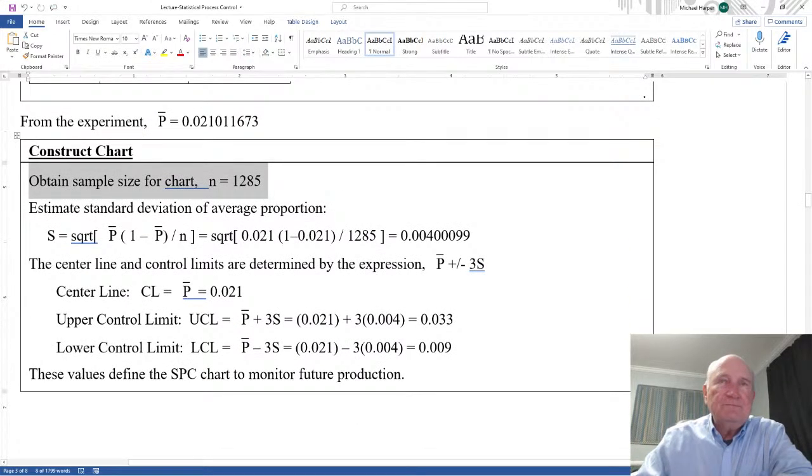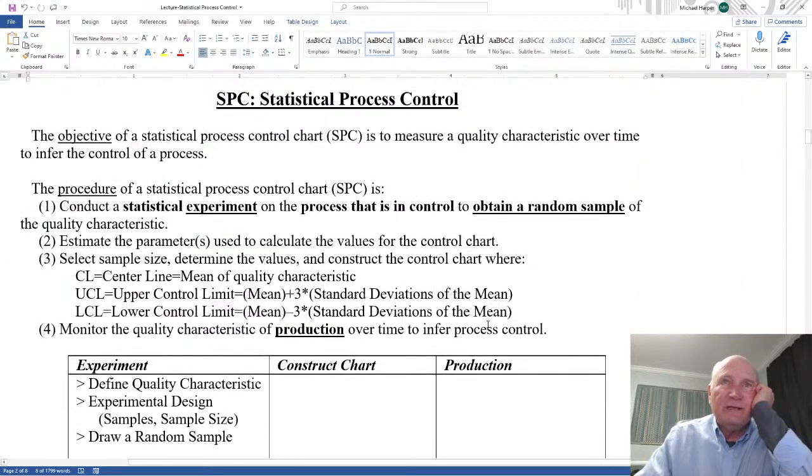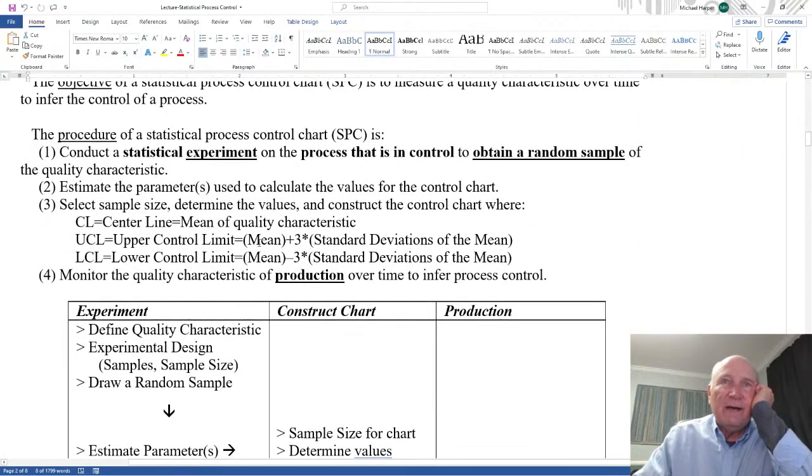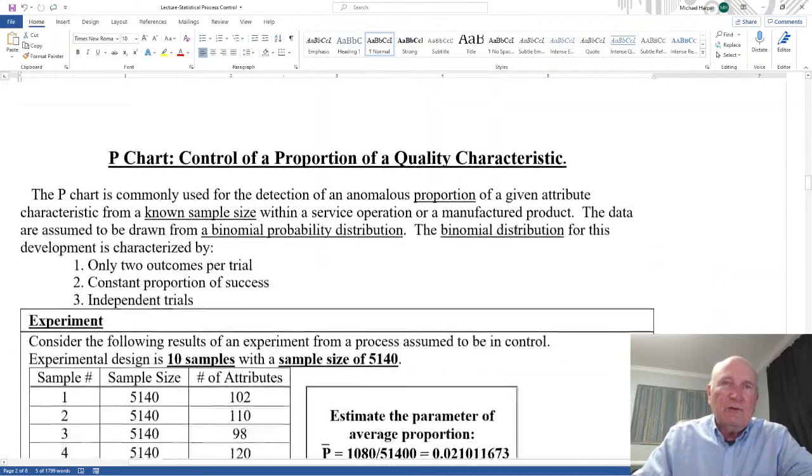Now, remember, in order to generate a chart, let's back up here, come back here where we did it. We're going to need a mean, and we're going to need the standard deviation of the mean. Those are the two parameters we need. The mean and the standard deviation of the mean. Okay, so where do we get them?